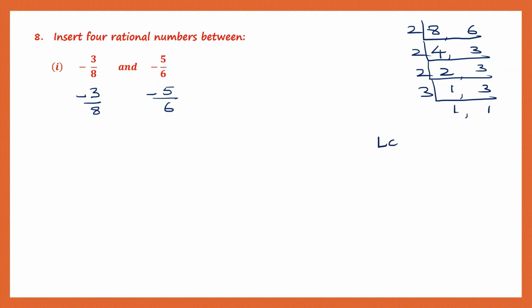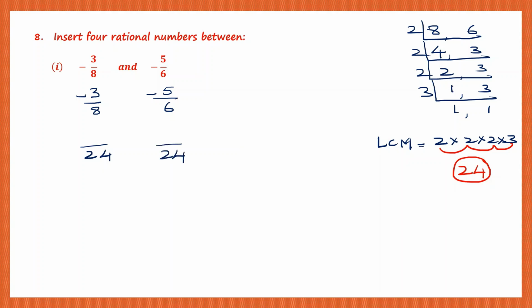So what is the LCM? The LCM is 2 into 2 into 2 into 3. So now let's multiply and see. 2 twos are 4, 4 twos are 8, 8 threes are 24. So the LCM is 24, which we are going to use as the denominator. So here the denominator is 24. Here also the denominator is now 24.